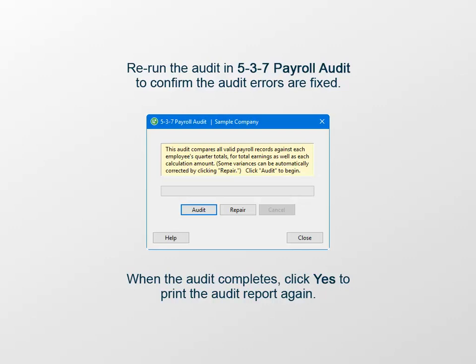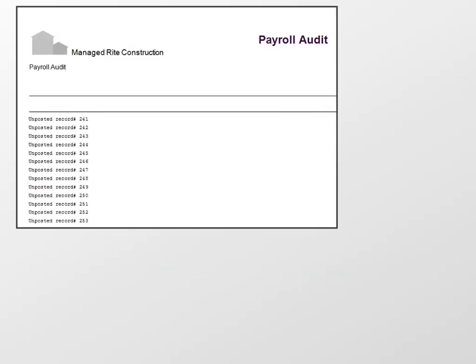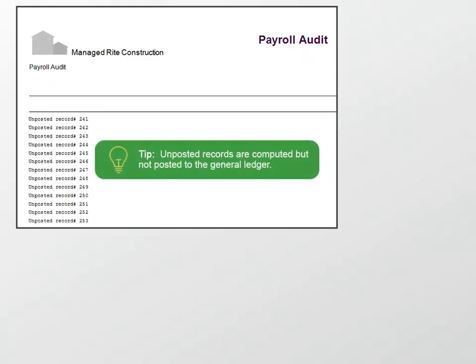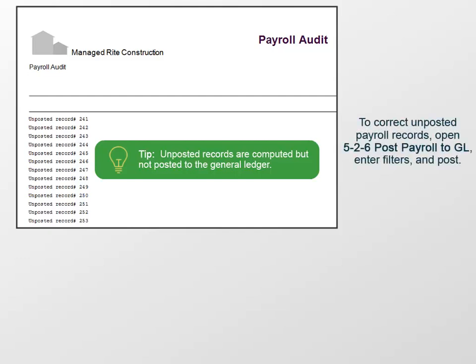Let's look at some of the other errors you may receive when you perform the audit. You may receive messages for unposted payroll records. There was a final compute processed on these records, but the records were not posted to the general ledger. To correct unposted payroll records, open 526 Post Payroll to GL, enter the filter criteria, and post the payroll.